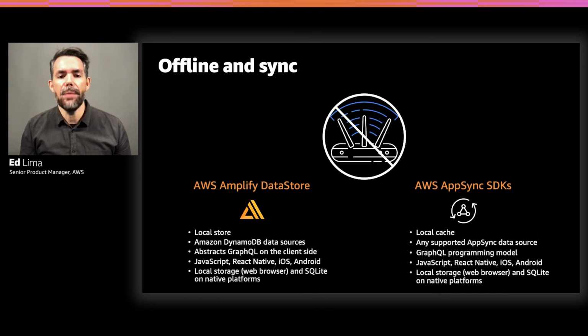The AppSync SDK provides a local cache that supports all types of AppSync data sources. It supports the same platforms and storage options as the DataStore. The SDK detects when the client is offline, caching data, and automatically synchronizes the cache with the GraphQL Cloud API when the client comes back online.